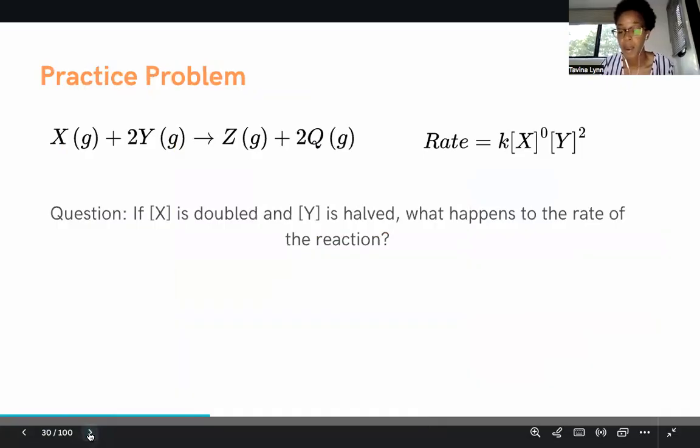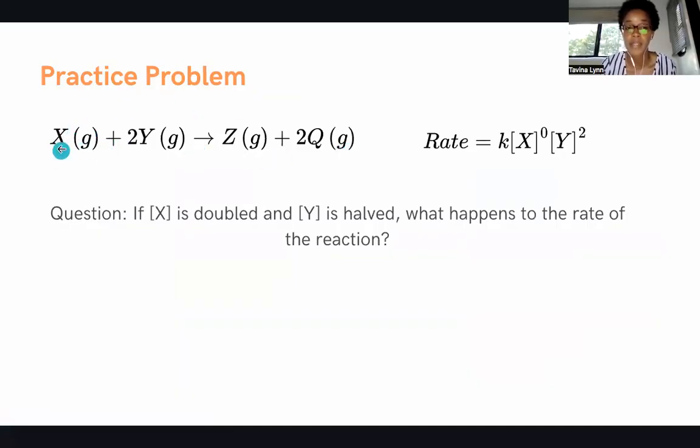All right, so let's look at a practice problem. Let's say this is our reaction, where some reactant X interacts with some reactant Y and forms the products Z and Q. Now, it was experimentally determined that the rate law for this reaction is equal to K times X raised to the 0th power times Y raised to the 2nd power. So this reaction is a second order reaction overall, because if we just add our exponents, it's 0 plus 2, which is 2.